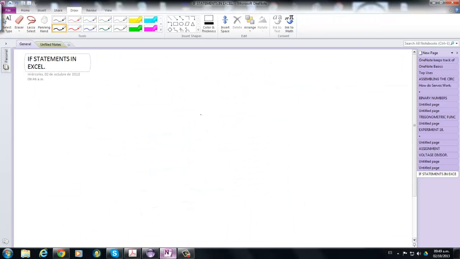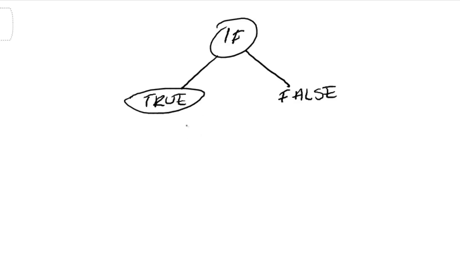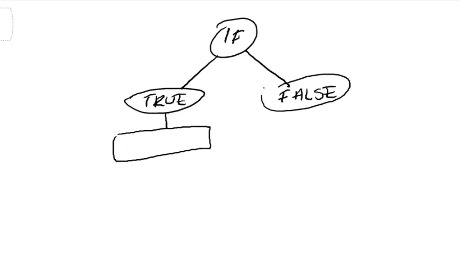Okay, so we are working on control statements in Excel. And one of those control statements is the if statement or the if function. Let me explain a little bit how if works. If is a condition, right? Now if only has two possibilities, either true or false. Okay? If the condition is true, then you can develop a process, and if the condition is false, you can develop another process.